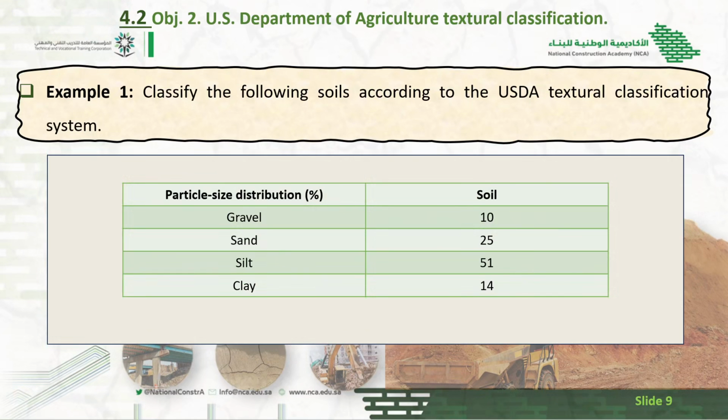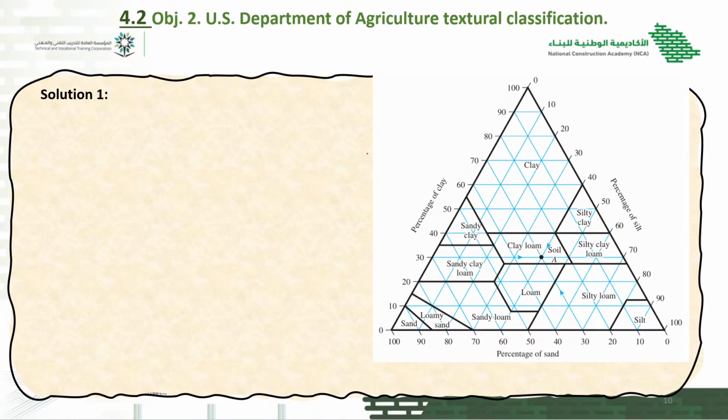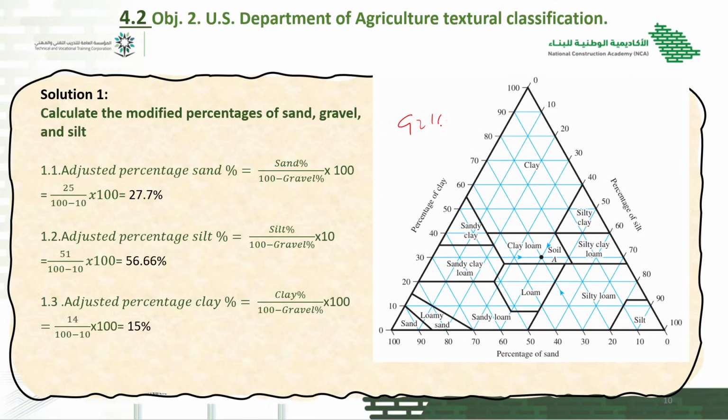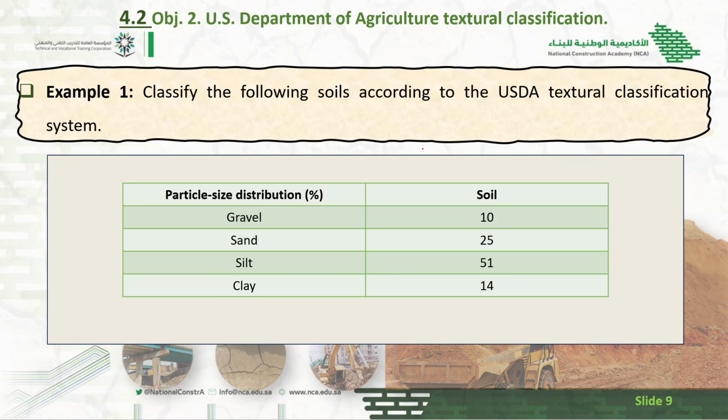So for example, gravel is 10%, sand is 25%, silt is 51%, and clay is 14%. Here the gravel is given as 10%, and this is not part of the soil as per the USDA, so we should subtract this value. If only these three values were given to us, we could directly go to the triangle and check the type of soil. But because the gravel's size is more than 2 mm, it is present in our sample, so we should subtract this value.